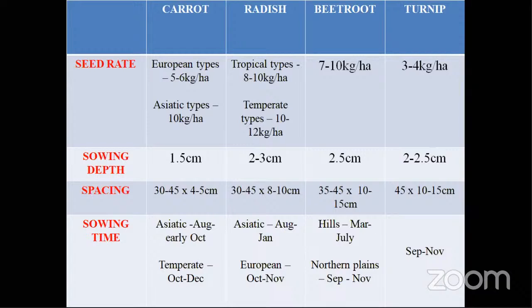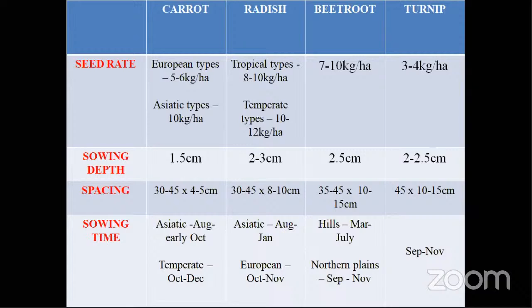And nextly, the sowing depth, that is 1.5 centimeters. If you sow very deep, the roots cannot come. So here you can see that carrot has a smaller sowing depth compared to radish, beetroot and turnip, because carrot is very susceptible. If you sow it deep, it is not going to come, and it has more tendency, comparatively, to have physiological disorders such as cracking and splitting. So very shallowly, 1.5 centimeters is enough, and the spacing is 30 to 45 into 4 to 5 centimeters.